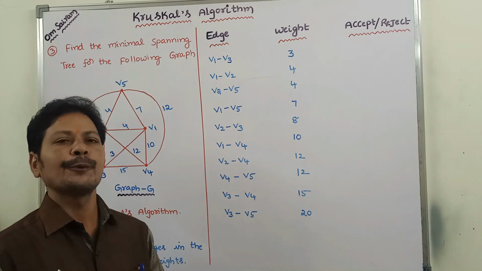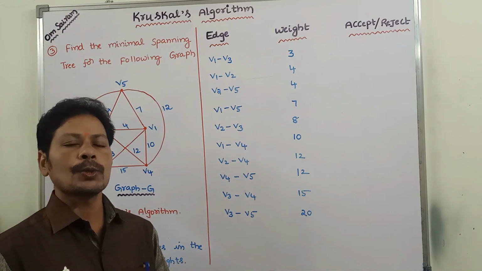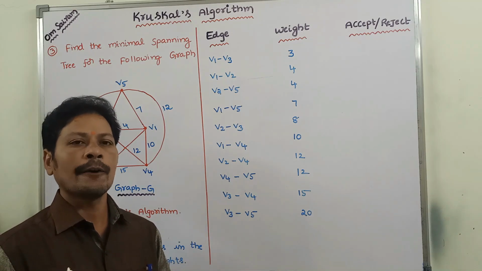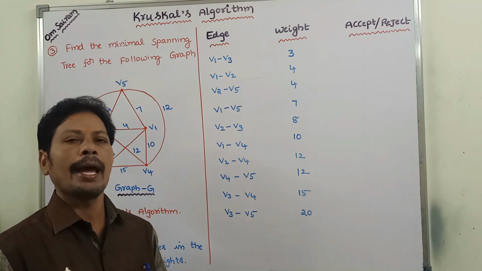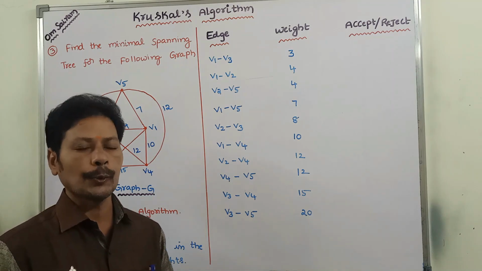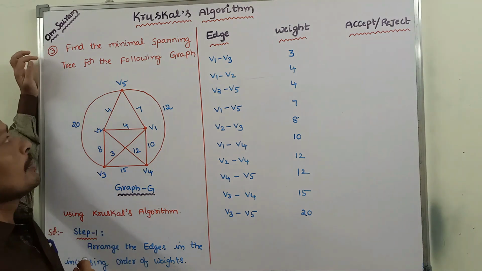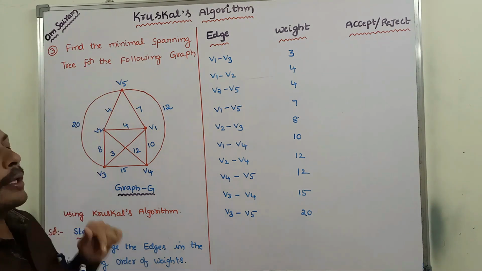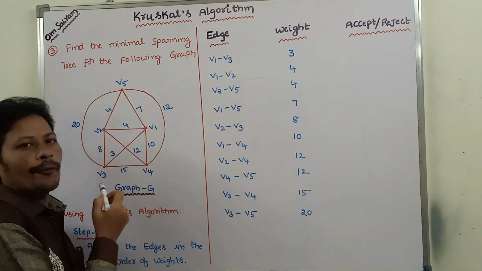Today we are going to discuss an example problem on Kruskal's algorithm, in the discrete mathematics and graph theory course, data structure course, and design and analysis of algorithms course. The given problem is: find the minimal spanning tree for the following graph. So this is the given graph.